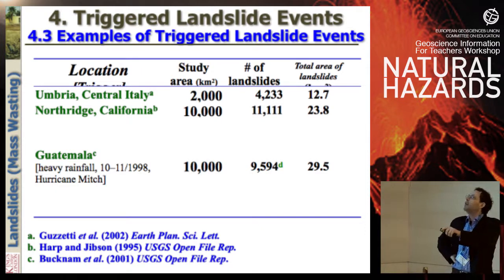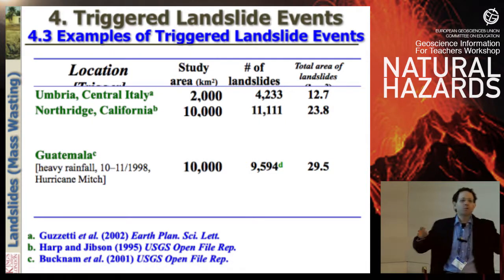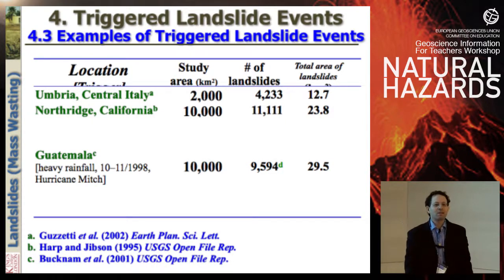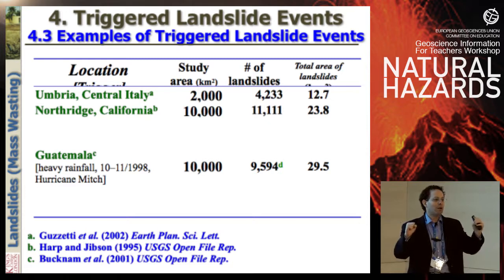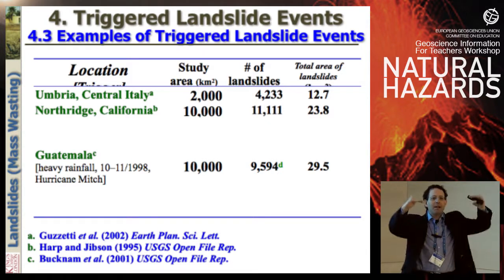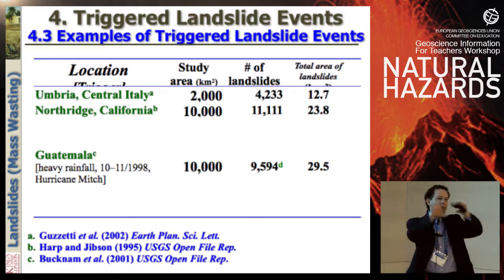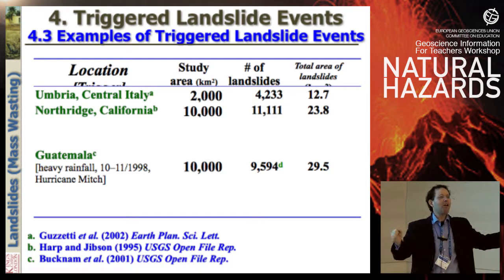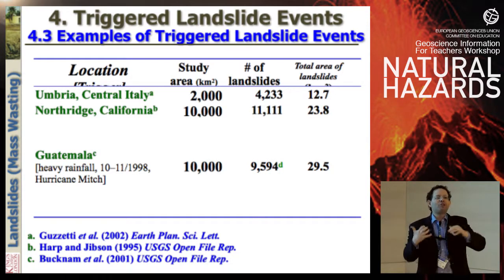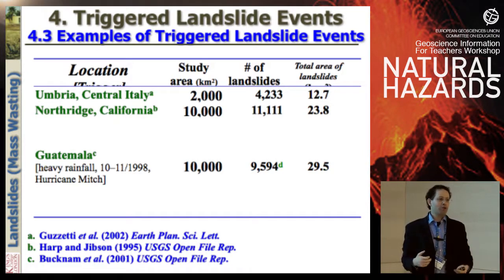The first one, in more detail, is from Umbria in central Italy. This was the result of rapid snowmelt because there was a sudden change in temperature. Basically, in a day, the temperature rose quite a bit. It caused a whole bunch of snow to melt. This caused a hydrologic regime change where many landslides were triggered.